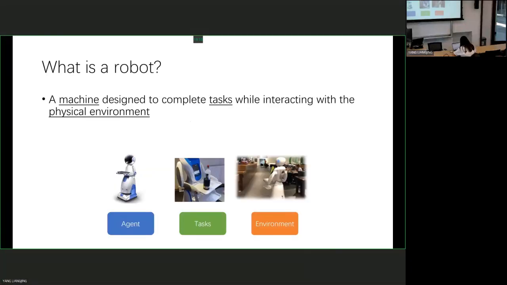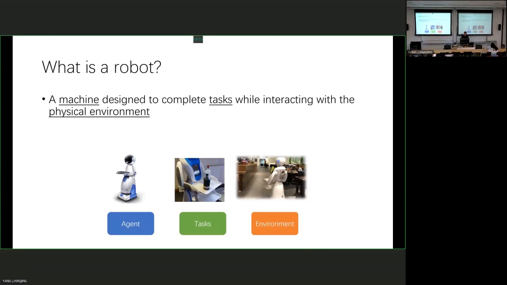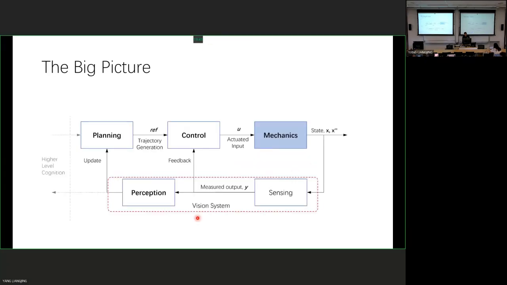So if we look at one example, we are talking about a machine that is designed to complete mechanical tasks while interacting with the environment. So there will be this agent that is moving around in the environment, and a specific task is to serve this customer, either bring something to the customer or take something from the customer. And it is interacting with the environment. So this will form the loop. So we have this whole big picture.